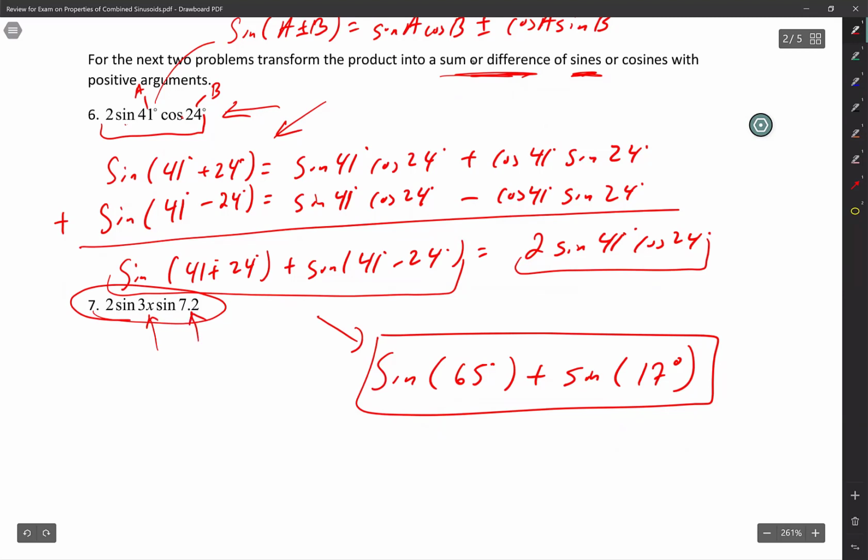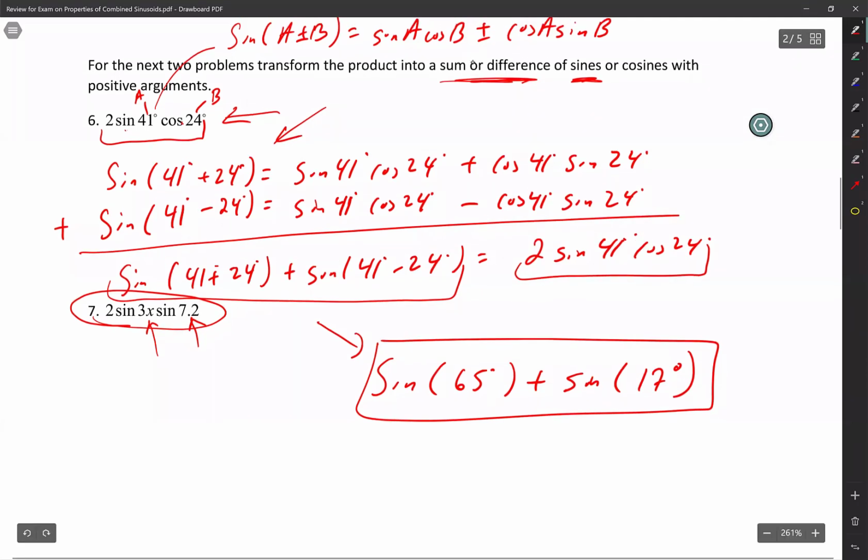Yes, ma'am. Can we do number 7 though? Because this is the one area in the review that I'm struggling a little bit. So can we go through number 7?